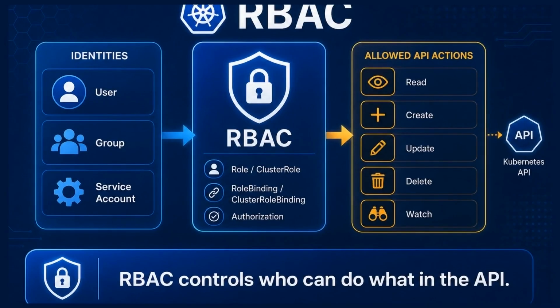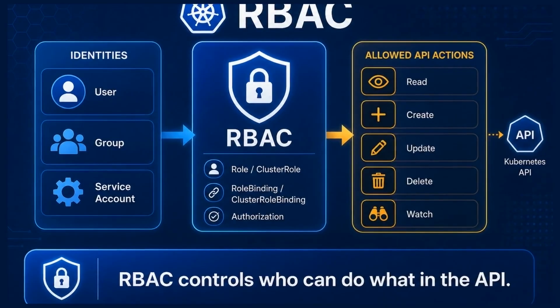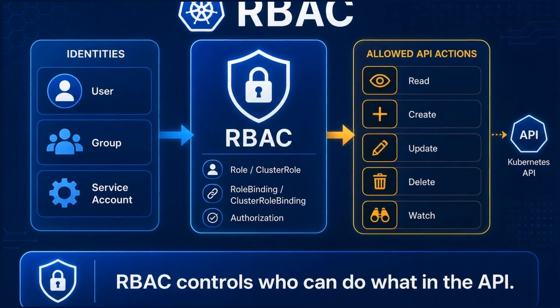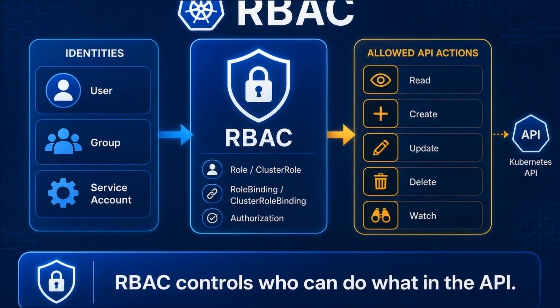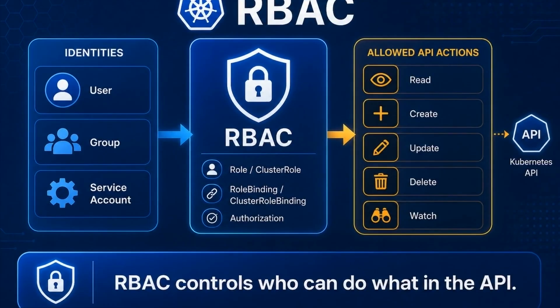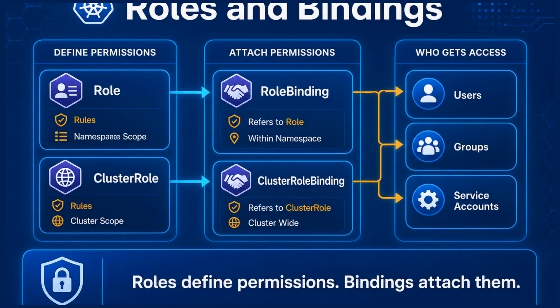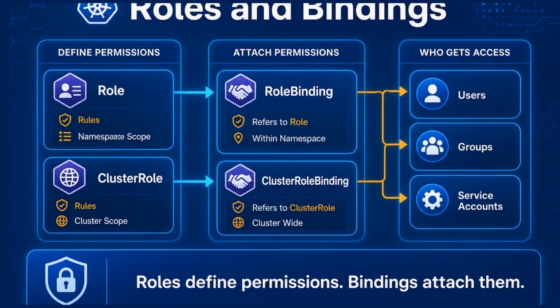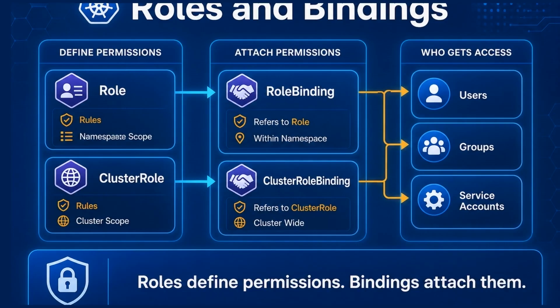Now let us move to access control. RBAC means role-based access control. What is RBAC for? It is for deciding who or what can read, create, update, delete, or watch Kubernetes resources. A role or cluster role defines allowed actions. A role binding or cluster role binding attaches those permissions to a user, group, or service account.